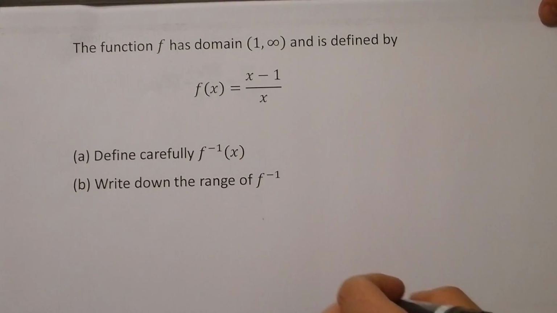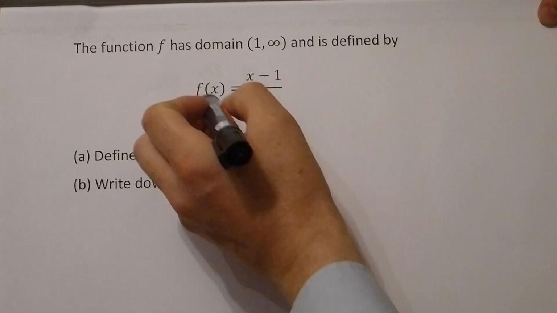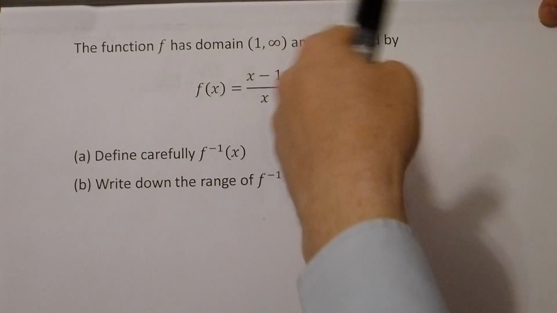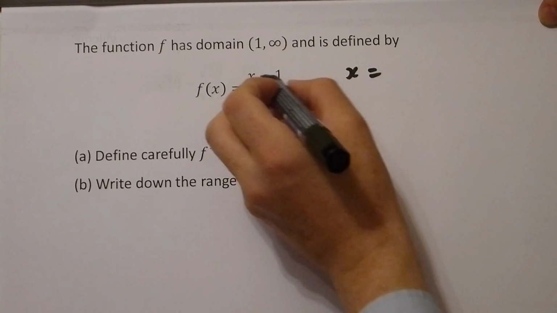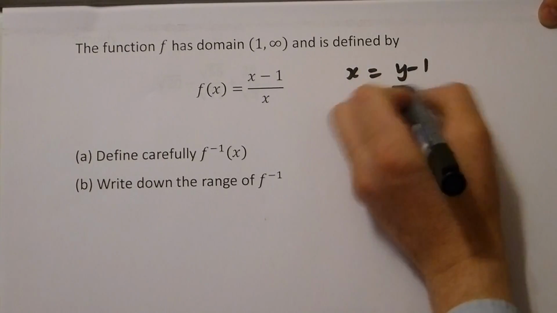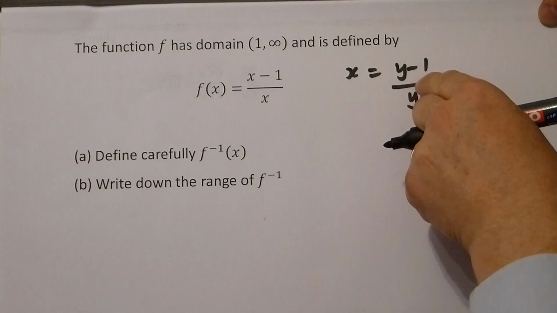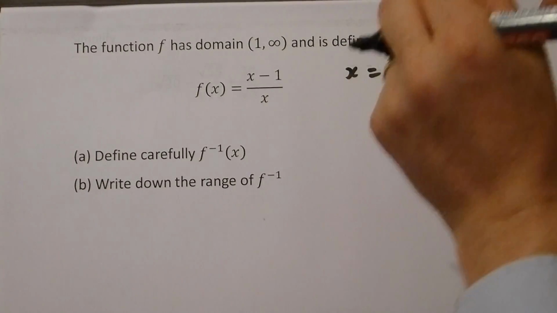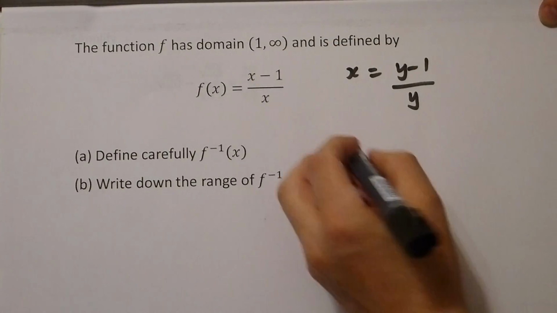To rearrange to make the inverse function, I would first of all replace that with a y equals, and then I would exchange the variables. So y becomes an x and x becomes a y. Now I need to rearrange this so that x is over here and y is the variable.